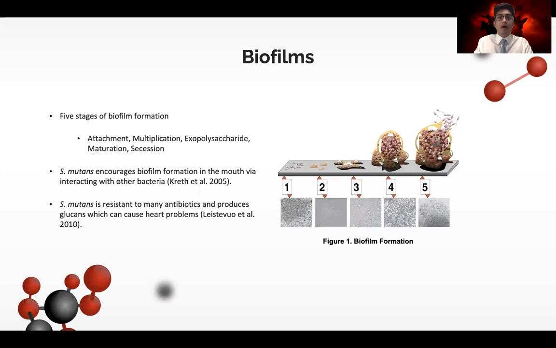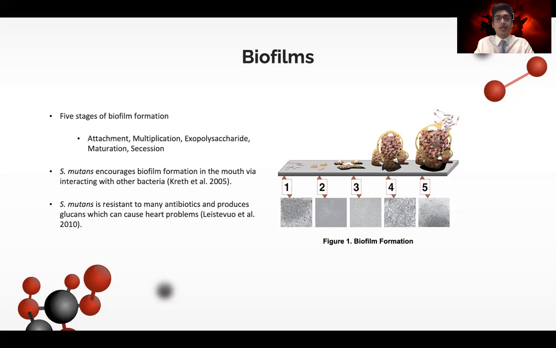So what even are biofilms? Well, biofilms are a conglomeration of cells that grow and work together. There are 5 stages in which they form. First is attachment. This is where planktonic cells deposit on various surfaces. Second is multiplication. This is where bacterial cells undergo mitosis and they grow and divide.